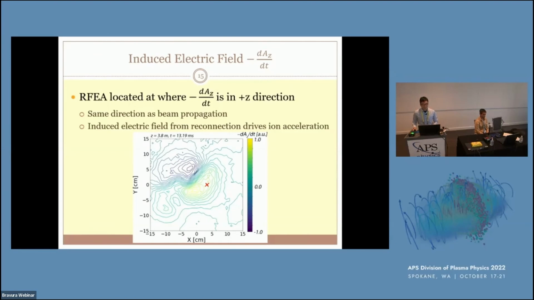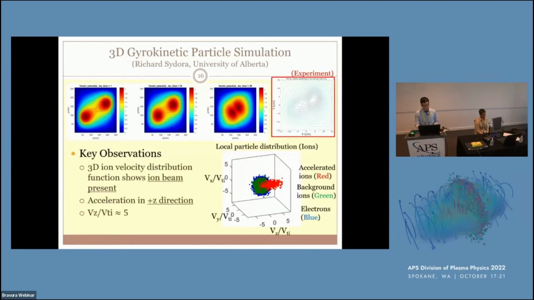So in a sense, we would think that this suggests that the induced electric field is created by magnetic reconnection, right? And this induced electric field is the one that's driving the beam. So this causes an acceleration and the beam gets produced. Okay, so these are the experimental results.